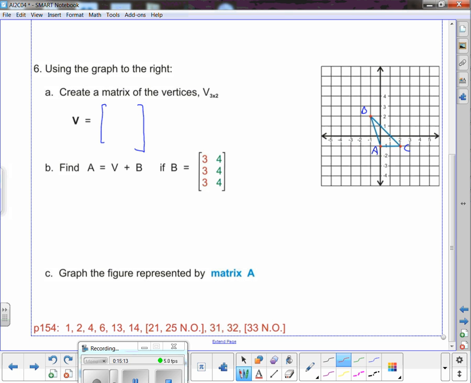So remember, we want 3 rows and 2 columns. If you remember from the video, there's 2 ways you can do every matrix. I could make it a 2 by 3 or a 3 by 2.